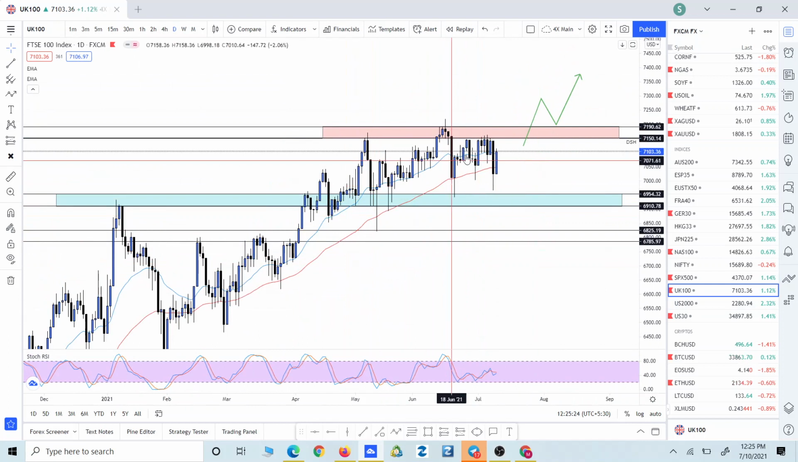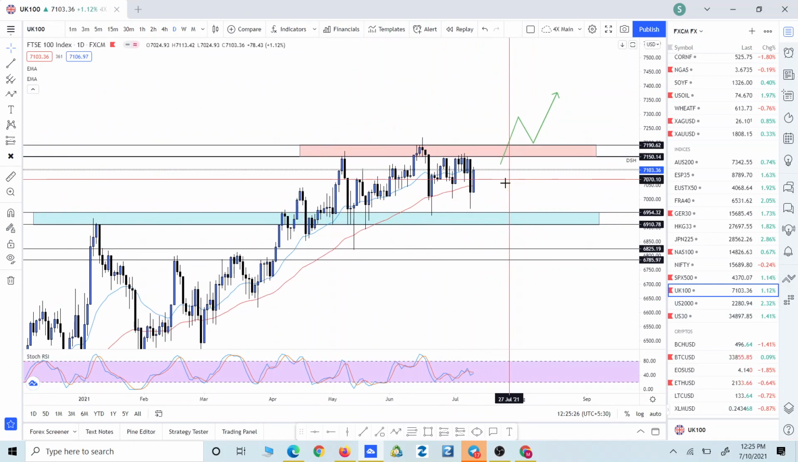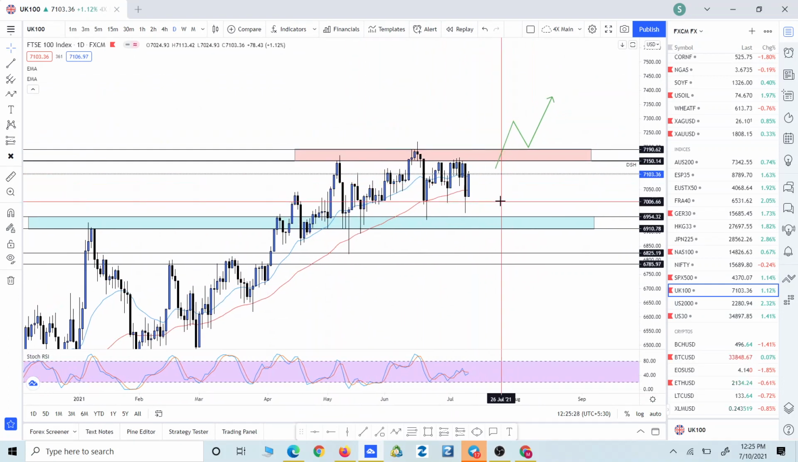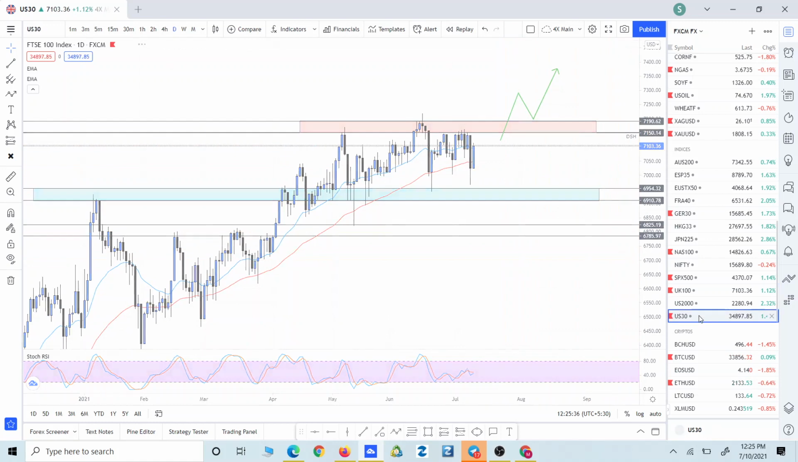UK 100 is again in the range between this resistance and the support zone, and I'm waiting for the price to break out of this zone for any kind of buys on the long and the short side. So no trade at the moment.